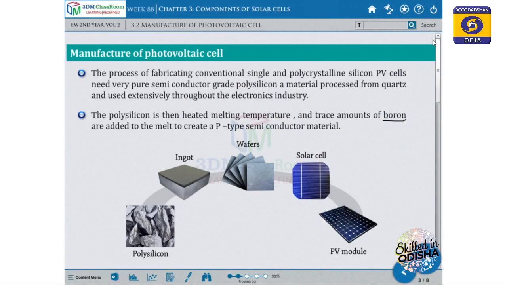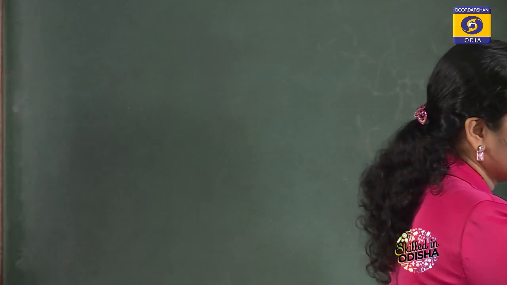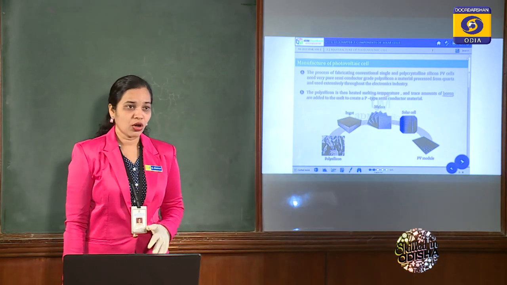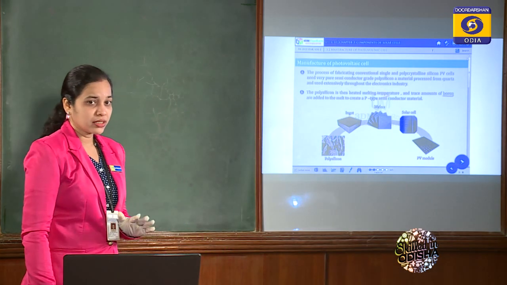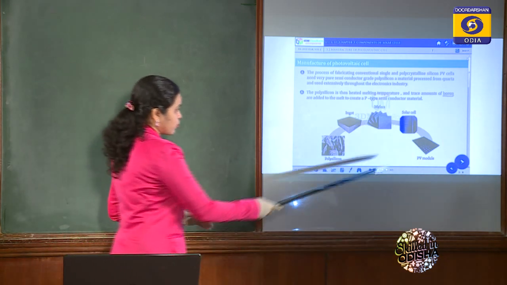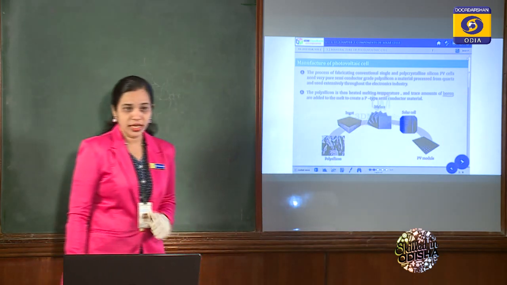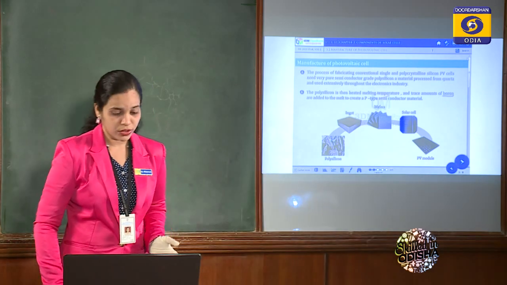By proper electrical connection of many solar cells, we form a photovoltaic module. After connection of 36 solar cells, the photovoltaic module is formed. The output voltage of a photovoltaic module is 12 volt.